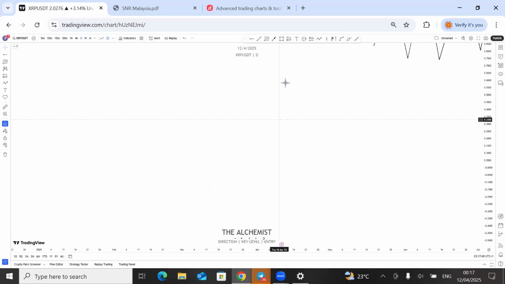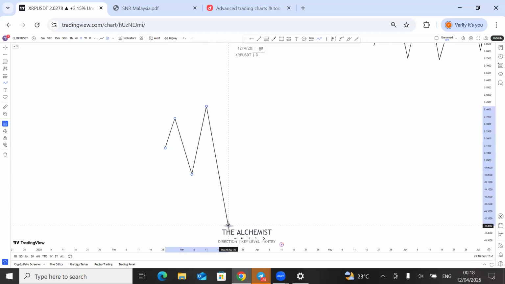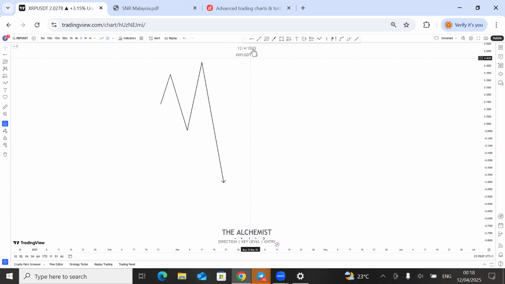Again, what do you want to do? First, you want to look out for direction. Next, you want to look out for key level. And next, you want to look out for your entry. Come on your chart, daily time frame or weekly time frame. You want to see price sweeps and break structure. For example, on the daily time frame, price sweeps and breaks structure, showing sell, daily showing sell.